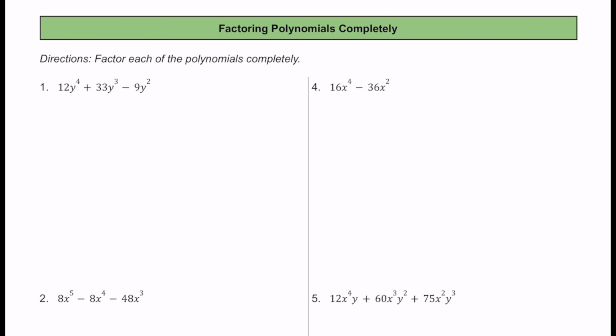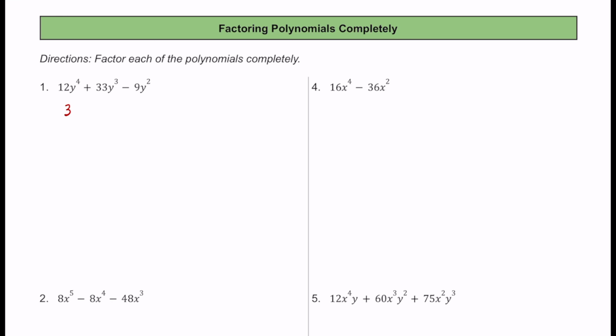Let's practice factoring polynomials completely together. For number 1, we have 12y to the 4th power plus 33y to the 3rd power minus 9y squared. Remember that the first thing we're always going to want to try to do is factor out the GCF for all three terms. So looking at 12, 33, and 9, I think 3 would be a common factor, or the GCF for the coefficients.